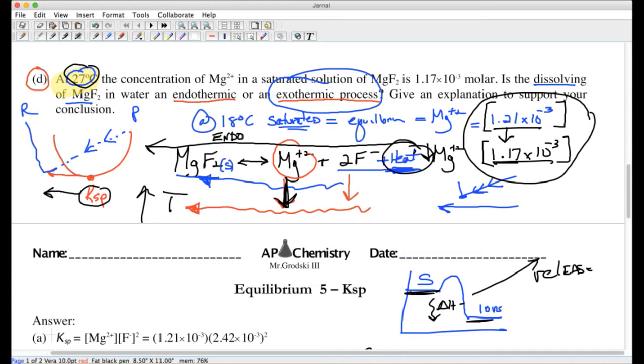What makes this very confusing is they said, is the dissolving endo or exo? And clearly the dissolving is in the forward direction, because the heat's written on the product side, so the forward is exo. Okay, I'm going to check to see if I did okay with that.